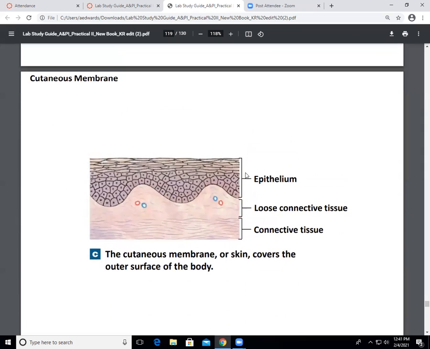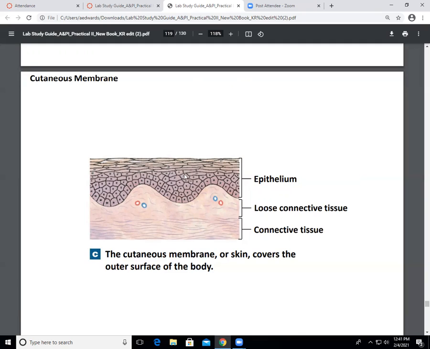Then we have the cutaneous membrane, okay? Also known as skin, okay? So the cutaneous membrane covers your outer surface of the body. Okay, here's your epithelium. You have, deep to that, loose connective tissue, and then a more dense connective tissue deep to that.